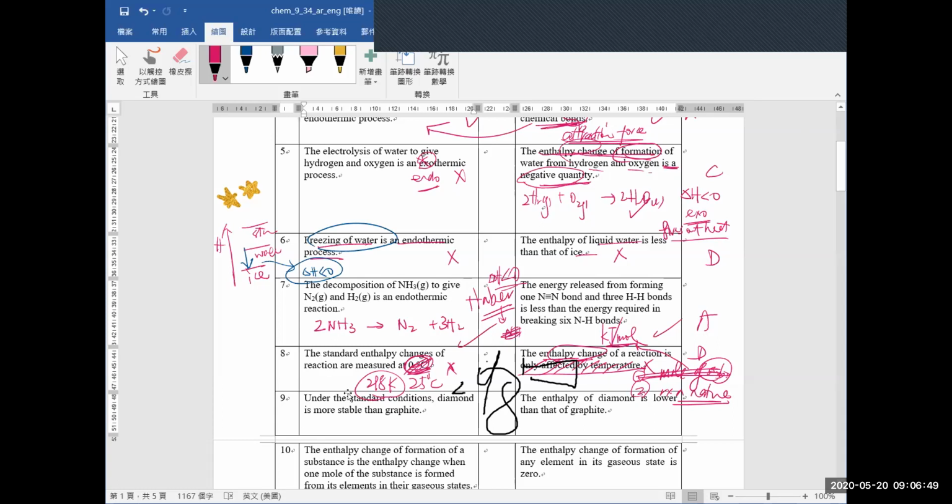How about another question, Cyrus? Question 9. Under the standard conditions, diamond is more stable than graphite. Wow, very authentic questions. The enthalpy of diamond is lower than that of graphite.